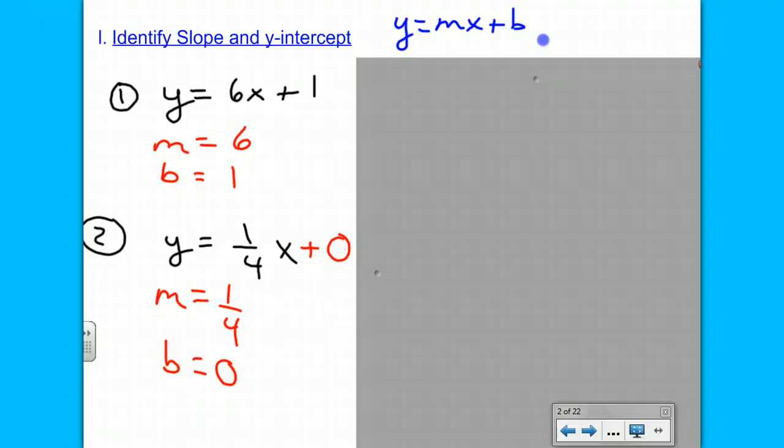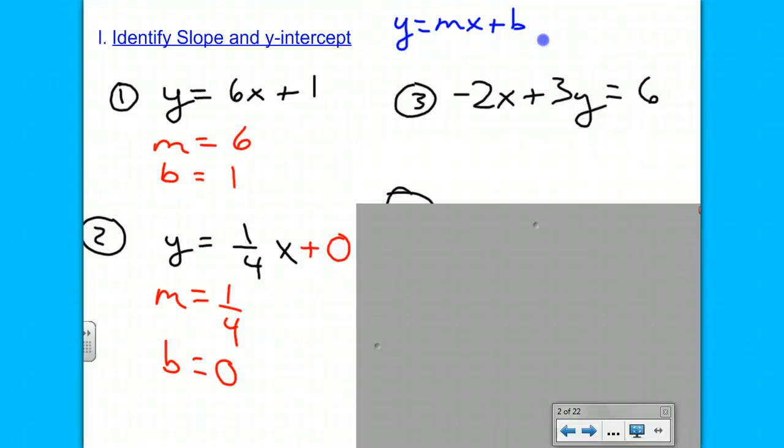Good, you got it. Okay, here's a more advanced equation. Is this equation in slope-intercept form? No. So the first step will be changing this equation into slope-intercept form. And we did that. Haven't we been doing that? We've been isolating y, or solving for y. We've been doing that a lot. And so that's what we need to do now. Solve for y, and then look for slope and y-intercept.